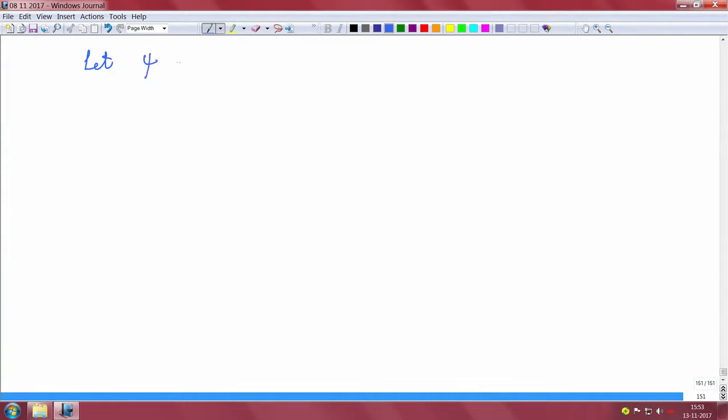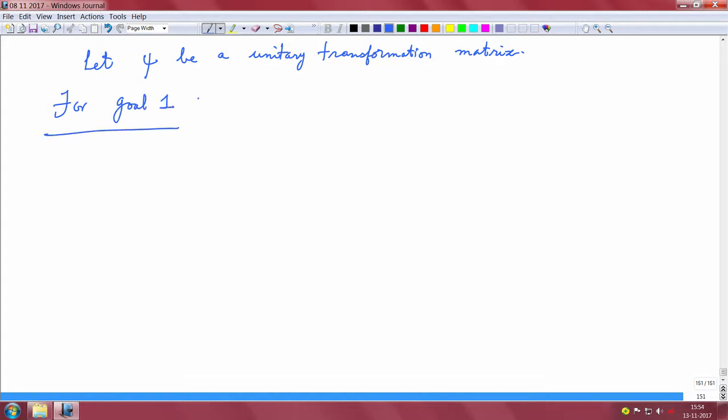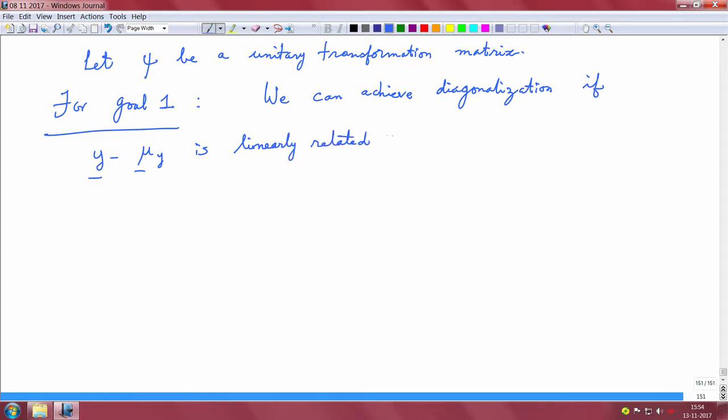Let psi be a unitary transformation matrix for goal 1. We can achieve diagonalization if y minus mu y is linearly related to x minus mu x. We can achieve diagonalization if y minus mu y is linearly related to x minus mu x.